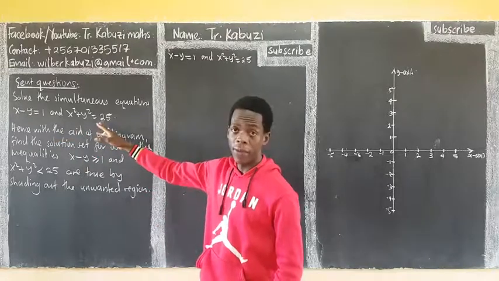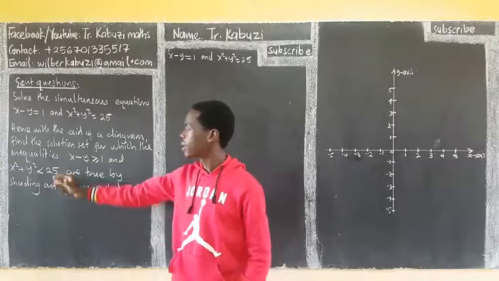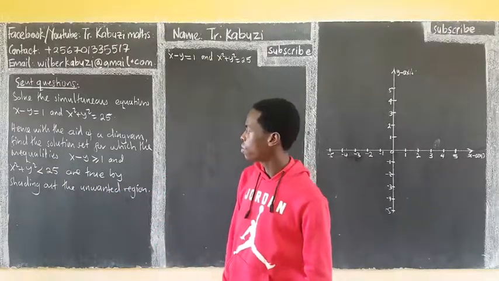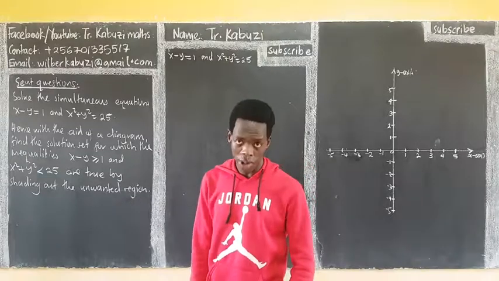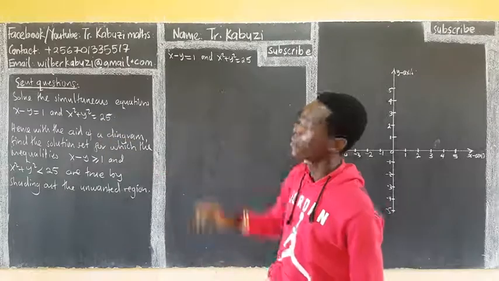And then I think for now we can start. This is an equation of a circle. And then they are turning it into this inequality, which is true by shading out the unwanted region. So we first do the first case. We want to solve these two.